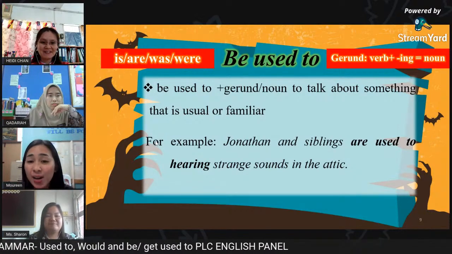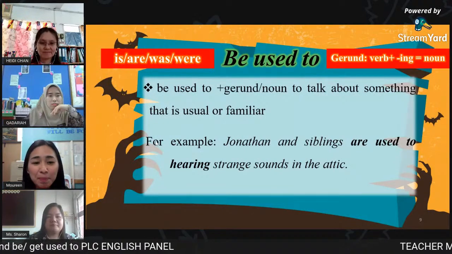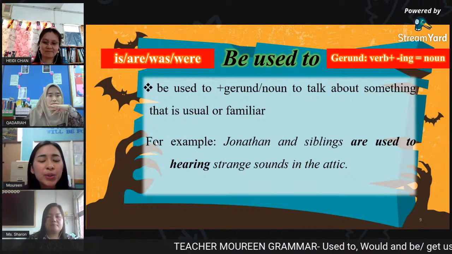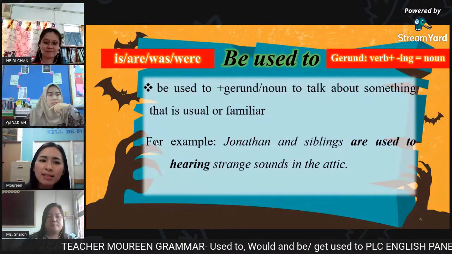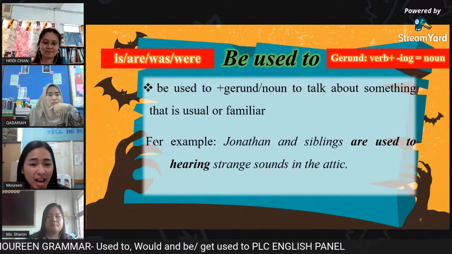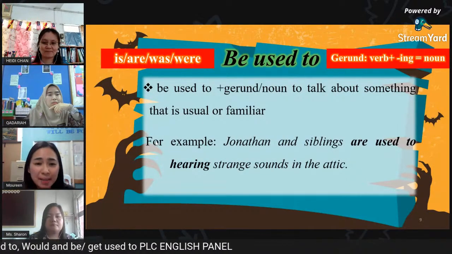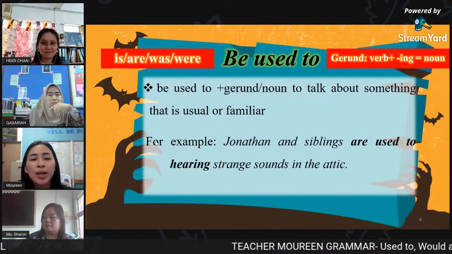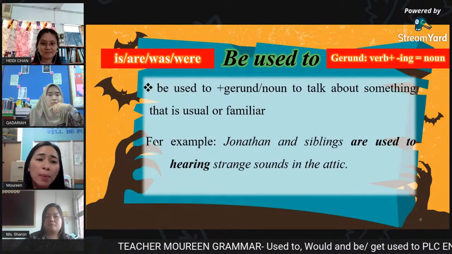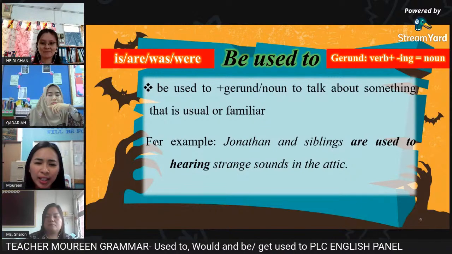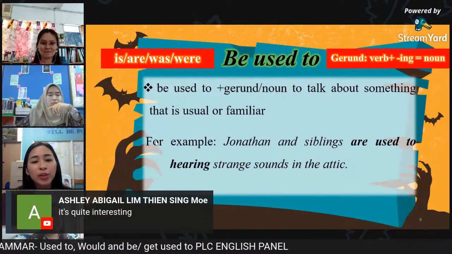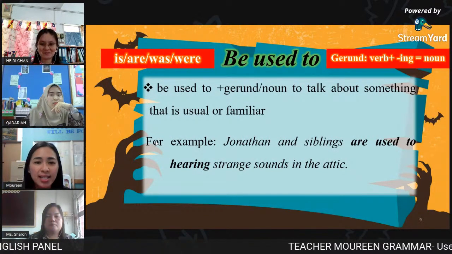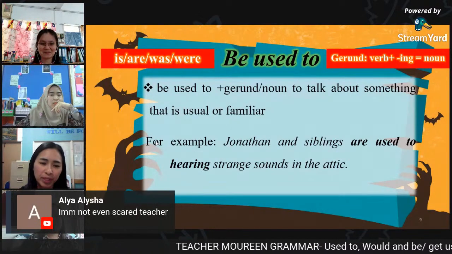Attic is the top part of a house. If you have an attic, and seldom people go there, you will understand if you can hear strange sounds in the attic. So are used to hearing means Jonathan and siblings, to them, hearing strange sounds in the attic is something usual, something familiar, or something normal. So you can use be used to talk about something normal or usual. So for Jonathan and siblings, hearing strange sounds in the attic is normal. Okay, so that is how you use be used to.